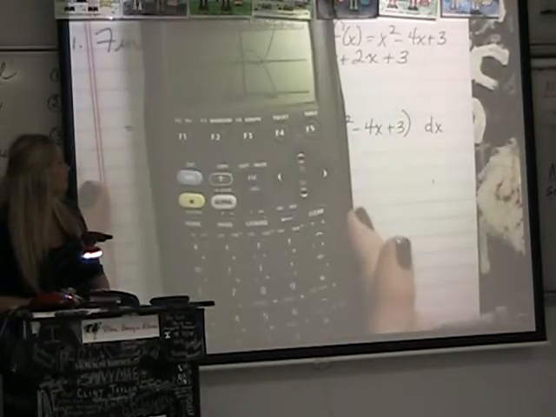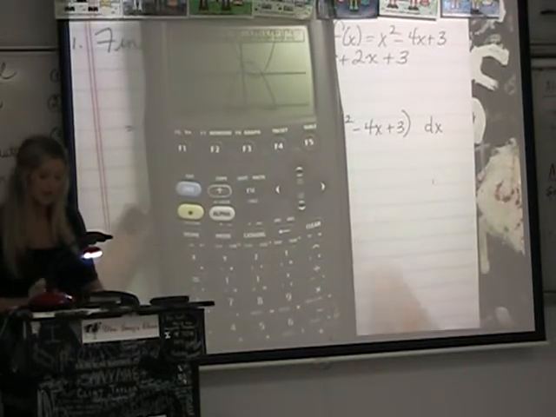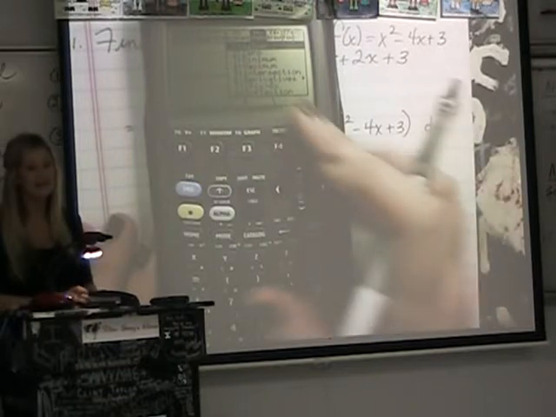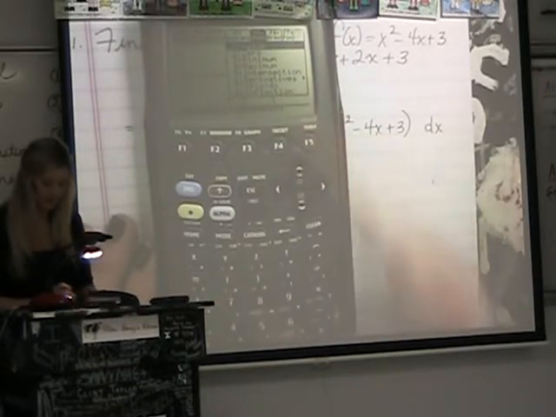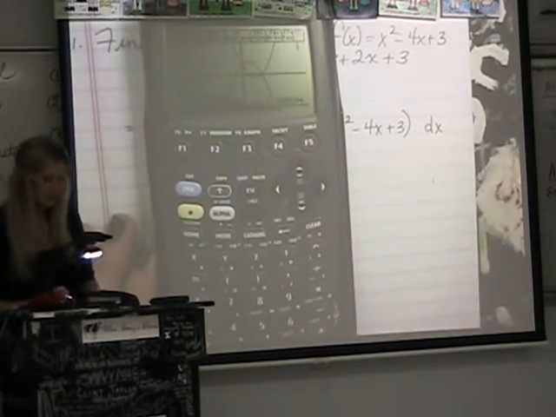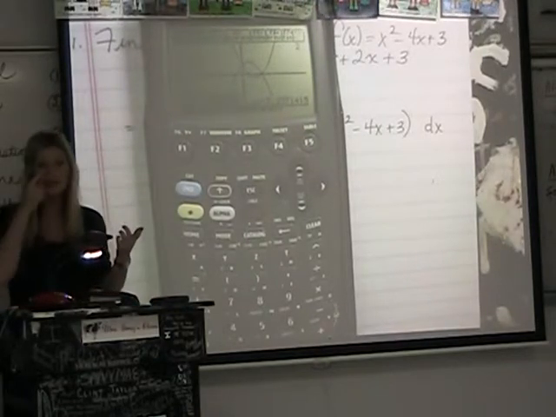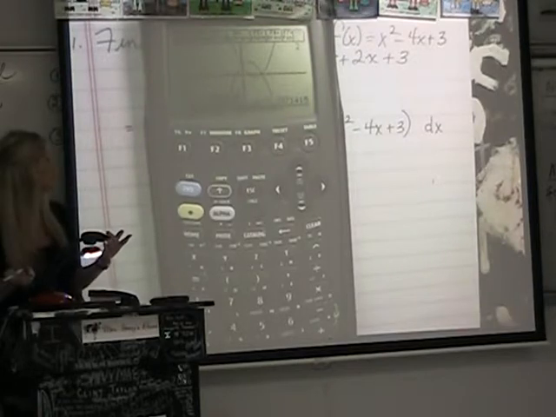All right, so here are the two functions. You can go to F5, which is the math menu, and it's also number 5 in here. Then you're going to hit enter twice, once to lock in the first curve, another time to lock in the second curve.